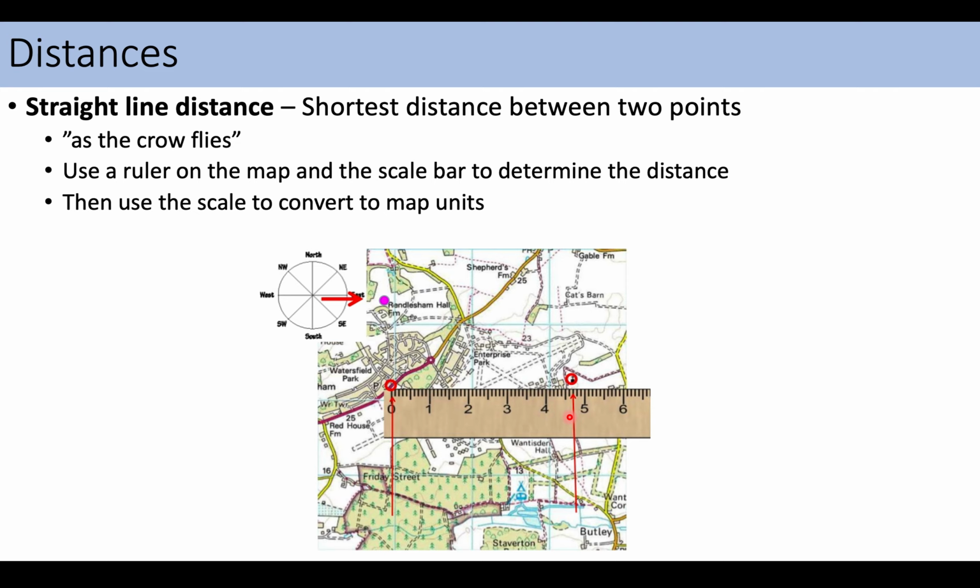Or you can use a separate piece of paper. That's usually what I do: I'll make a little mark from point 1 to point 2 and then use that paper down in the corner wherever the scale bar is to determine the actual map units. So how far is that distance on the ground on actual Earth?